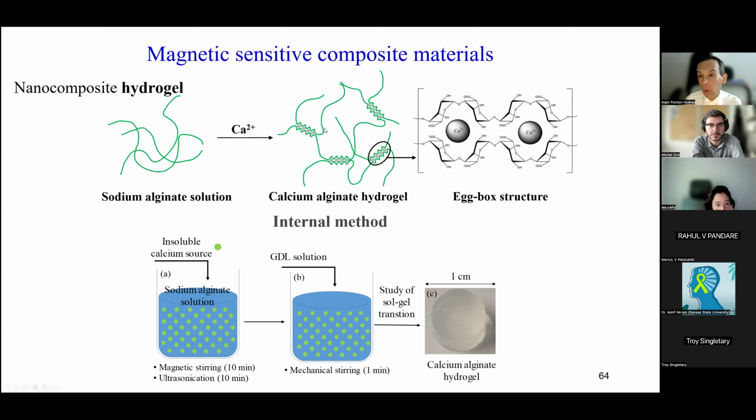And why this egg-box structure? Because we have seen that sodium alginate bears a negative charge. So the calcium has attractive electrostatic interaction with the polymer chain and forms this kind of structure, which is called an egg-box structure.